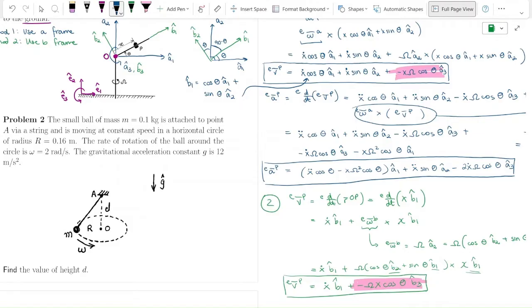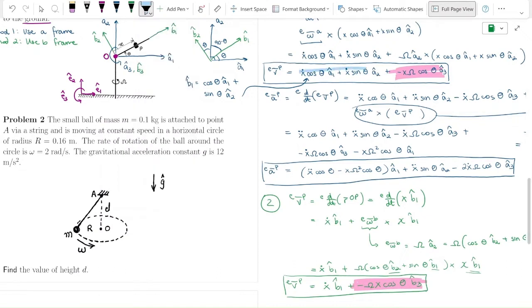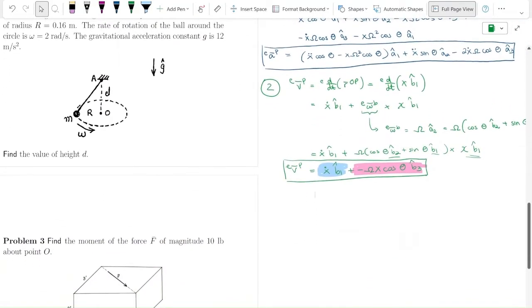So this means that our expressions do match. This matches, let's use a different highlighter. So this term matches with this term. And you can determine that just based on vector projection, observing how the B frame and A frame are related to each other. So that is our velocity, and now we can do the same thing for acceleration.